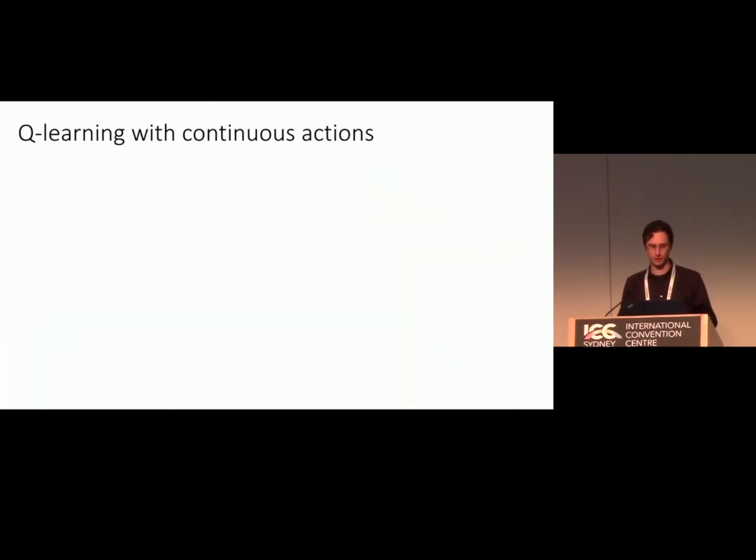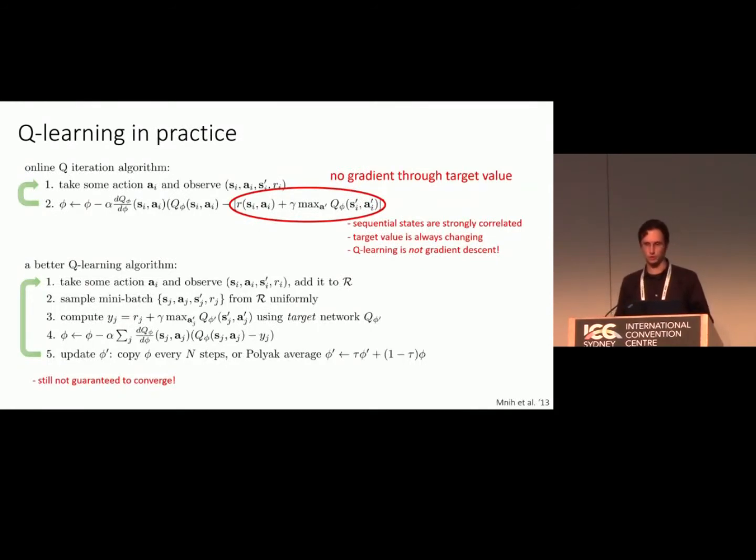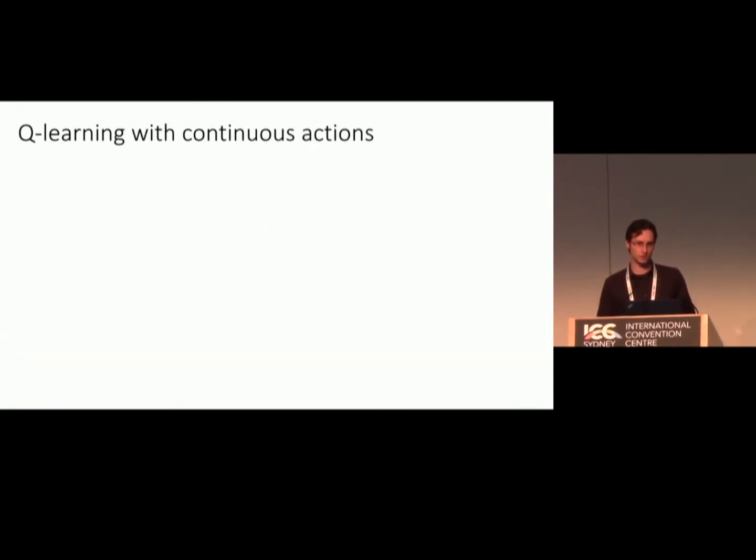So that's the Q-learning algorithm. This is actually the DQN algorithm proposed in the Nature paper on playing Atari games. You can also do Q-learning with continuous actions, and there are a couple of ways to do this. What's the problem with continuous actions? The problem with continuous actions is the max.